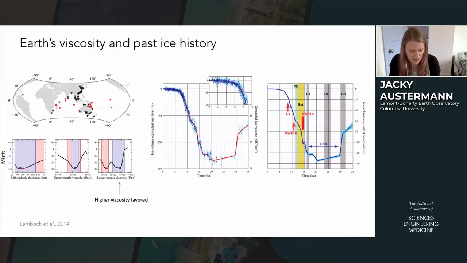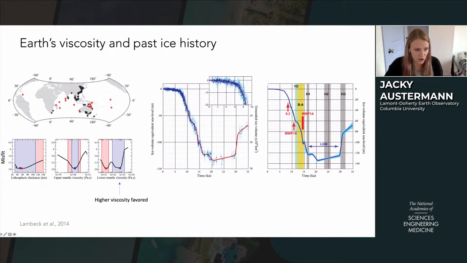There's been a lot of work, and Pippa mentioned this as well, using sea level histories from around the globe and trying to understand Earth's viscosity as well as ice sheet variability over the deglaciation. I'm highlighting one study here, and others exist, from Kurt Lambeck, where they used a variety of locations shown here as black and red markers. These are sea level records, mostly Holocene, but also during the deglaciation. And they inverted these in an iterative procedure to find the optimal parameters for lithospheric thickness, upper mantle viscosity, lower mantle viscosity, and then propose a resulting global mean sea level history.